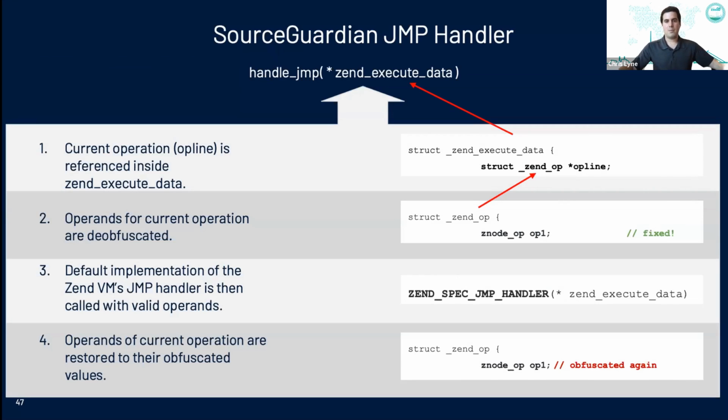Now, just to recap on that, inside the SourceGuardian jump handler, this is the logic. First, that jump operation is referenced. The operands are deobfuscated. And then the default implementation of the Zend jump handler is executed. After that, the operands are re-obfuscated to their original state.